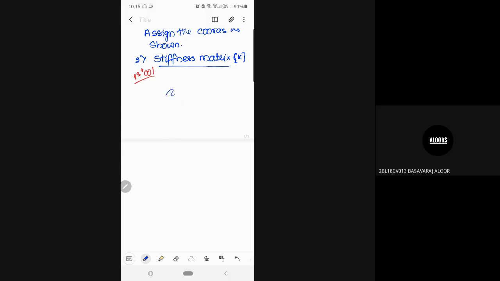The first column is, you have to give unit displacement at coordinate 1, because it is the first column. At coordinate number 1 you have to give unit displacement, and what you have to determine is the force produced at all coordinates.